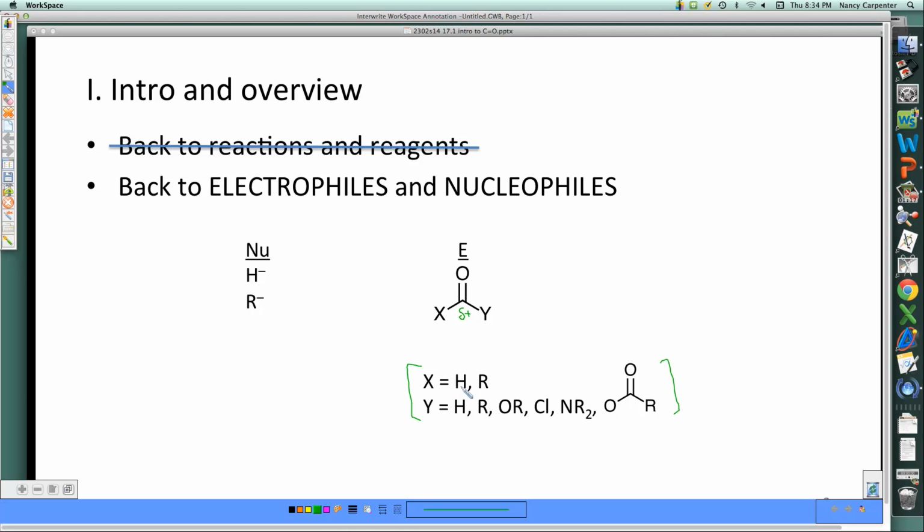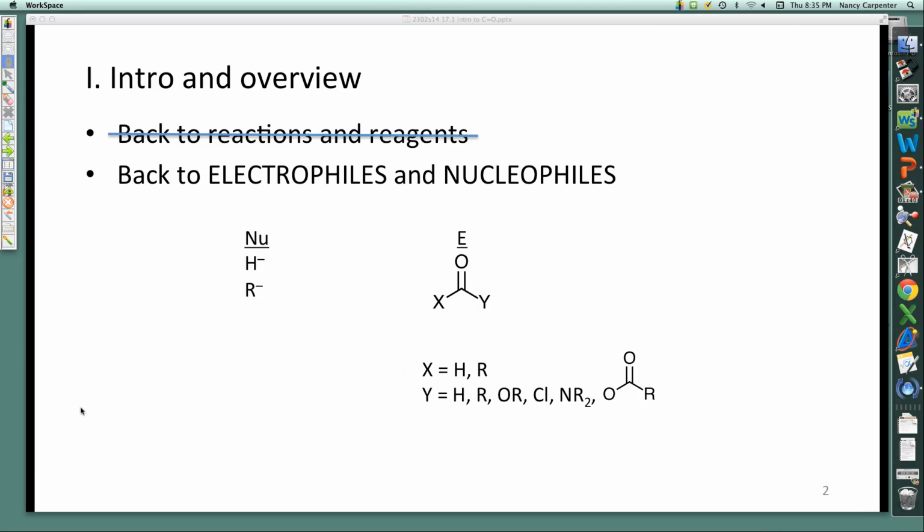It encompasses aldehydes and ketones, or esters, acid chlorides, amides, and just plain old anhydrides. I mean, there's a lot of electrophiles, but they all have that crazy electrophilic polar bond in common.